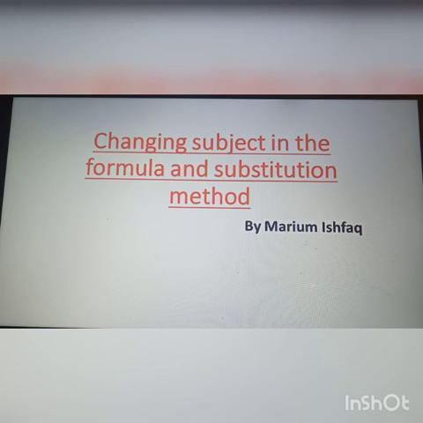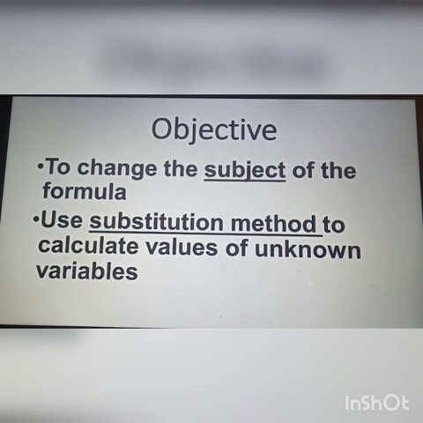Whenever a formula is given to you, how to change the subject, what is the meaning of subject there, and second thing is substitution method. So basically in today's lesson we will be covering two objectives, substitution method as well as changing subject in the formula. Let's move forward. Here are the objectives of this lesson: to change the subject of the formula, and second objective is to use substitution method to calculate values of unknown variables.